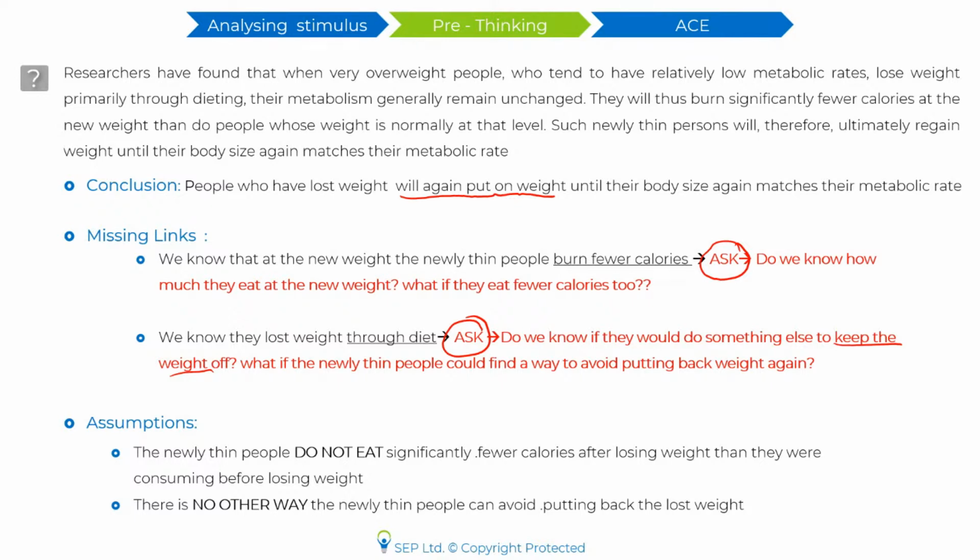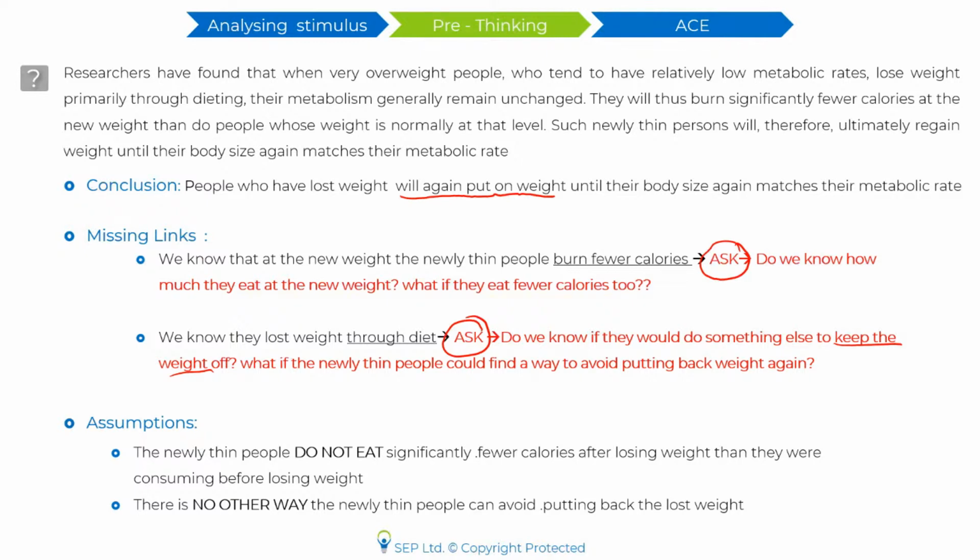I haven't done any pre-thinking, mind it. I haven't done any separate pre-thinking. All I've done is I read my paragraph in such a way that I have spotted certain missing pieces of information. I've asked questions around them, and I have come up with assumptions. So, Mohammed, which part do you want me to explain again? Please tell me, I'll explain again.